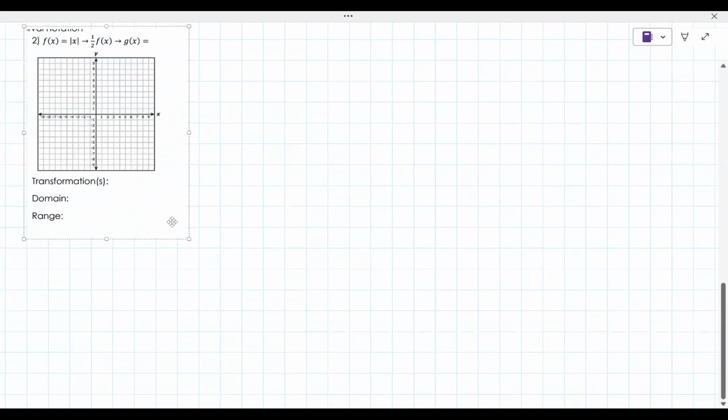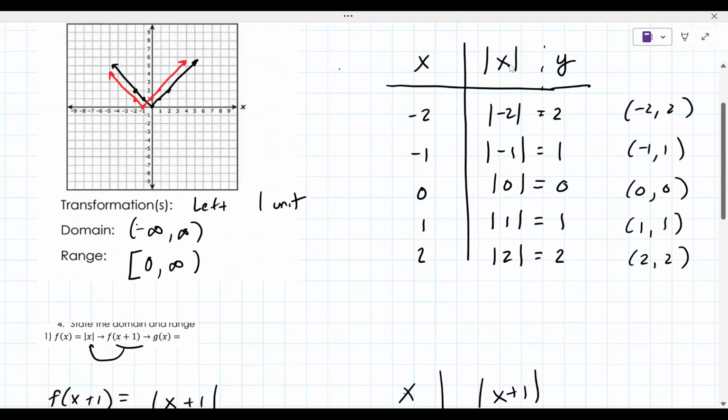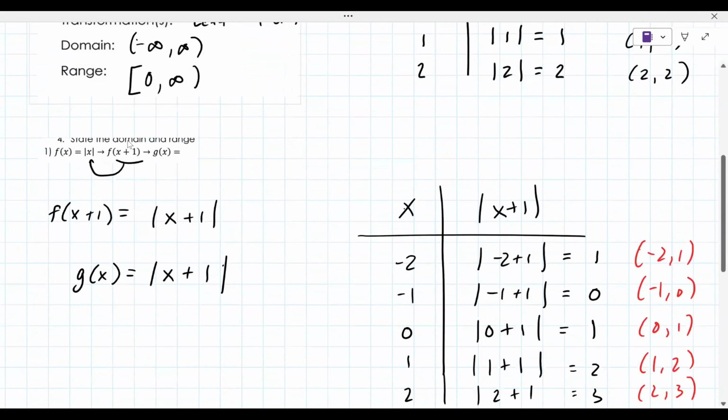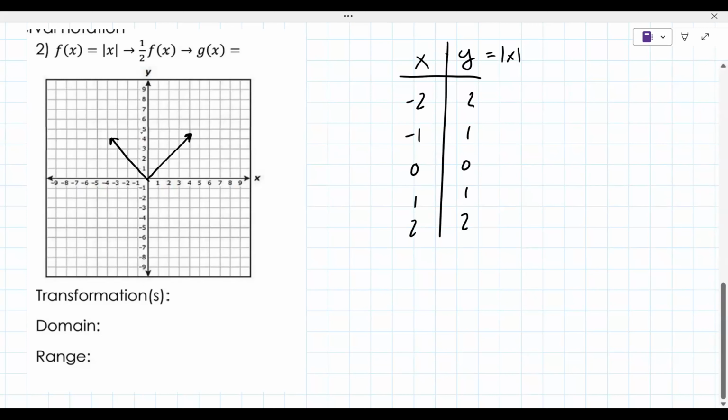Number 2 here is really similar. We know what the parent function looks like. We know that the absolute value of x is a V. So you are supposed to know the parent function, like when you roll out of bed in the morning. For when y is the absolute value of x, these 5 points go to these five points, and you know that it's a V here. Okay.